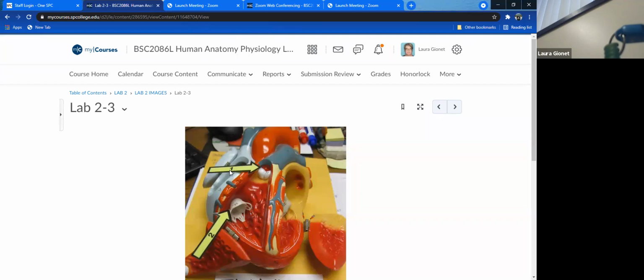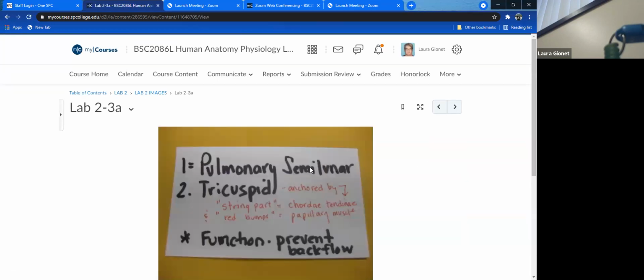Okay, so we have valve number 2, which is between, did I say left before? If I did, I'm sorry. The right atrium and the right ventricle. That's your tricuspid valve, the flat parts of the plastic there. That's the valve part. And from the right ventricle to the pulmonary trunk are the pulmonary valves, or the pulmonary semilunar valves. So it's pointing to the 2 valves: the pulmonary semilunar valve and the tricuspid valve. Now, the general function of valves is to prevent backflow.